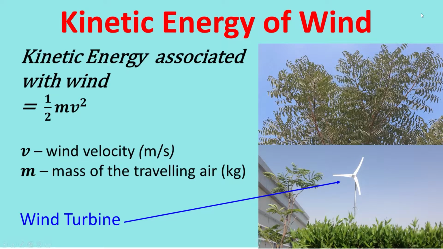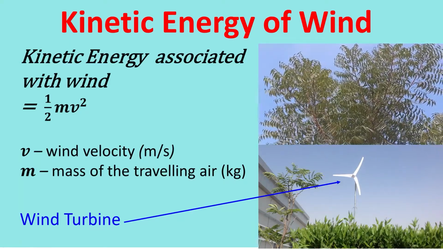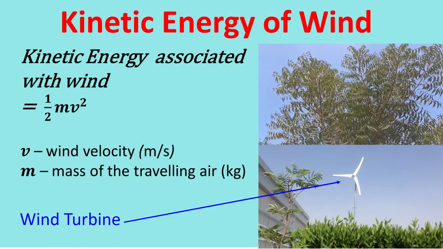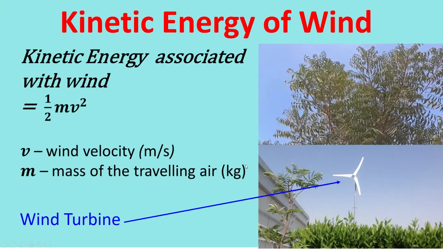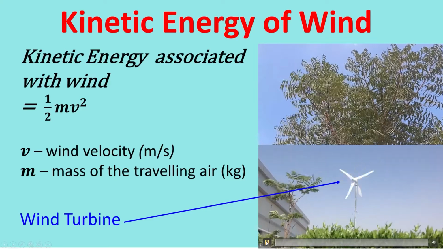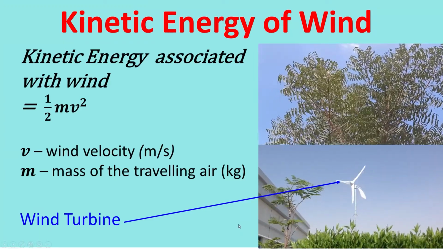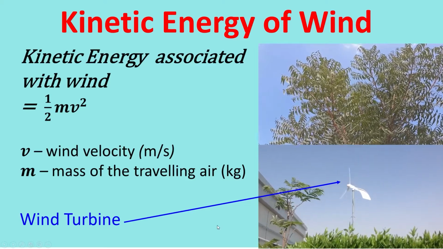Kinetic energy is defined as half mv squared. When air is moving, that is kinetic energy of wind. To extract the energy, we use wind turbines. So these wind turbines have blades.